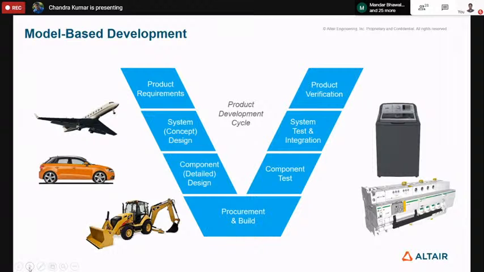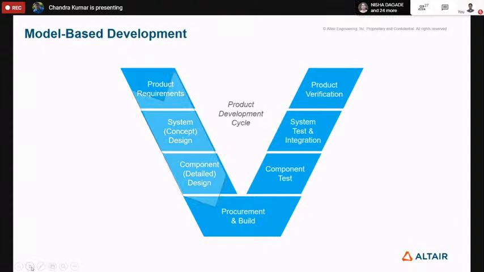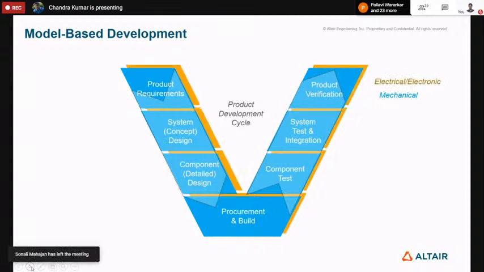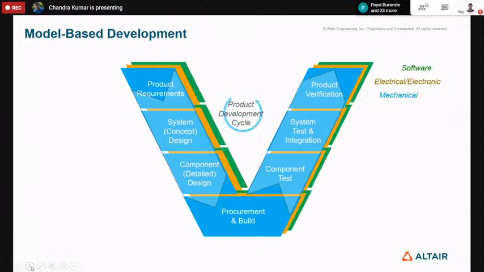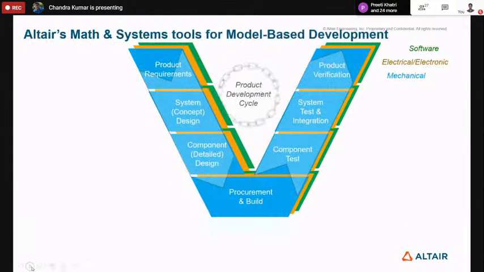Irrespective of the product, be it aircraft, automotive, heavy engineering, or consumer product lines, appliances, whatsoever, people today are forced to work more on the model-based design side. Today's product is not purely mechanical; it's a combination of electrical, electronics, control systems, and software, and the product development cycle is a combination of the entire thing.